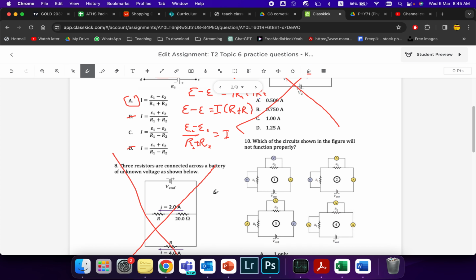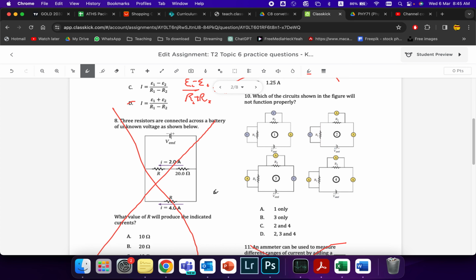Done that one. These are all cancelled. Which circuit shown in the figure is not going to function properly? I absolutely butchered that, so pretend I didn't do that. I don't have time to go back and edit the video. I've got like 50 more to make.